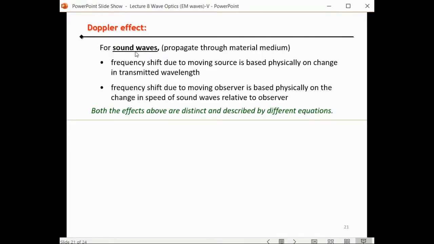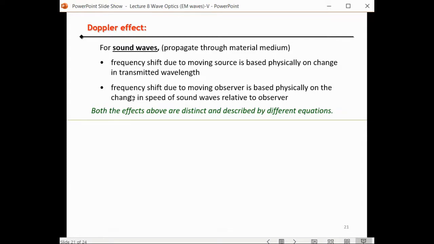Now let's look at Doppler effect. For sound waves, which are longitudinal pressure waves propagating through a medium, the resulting frequency shift that depends on whether the source is moving towards or away from the observer is based on change in transmitted wavelength.